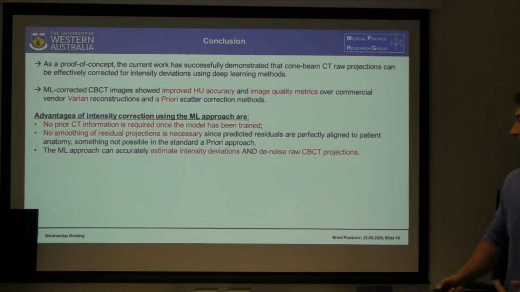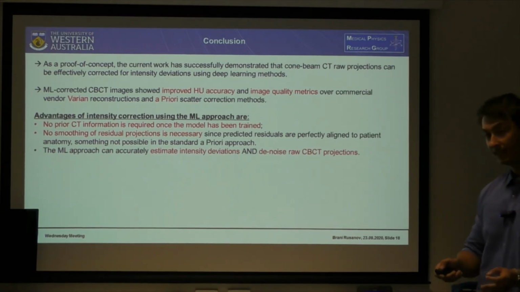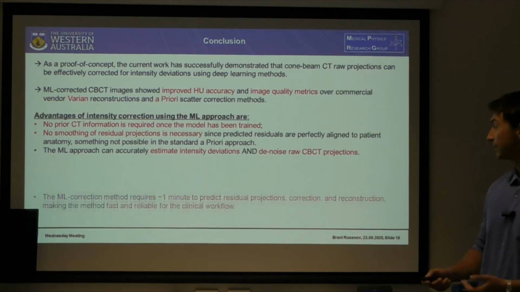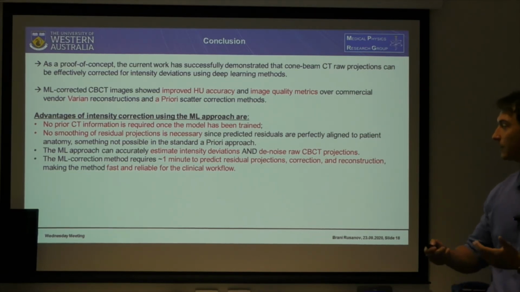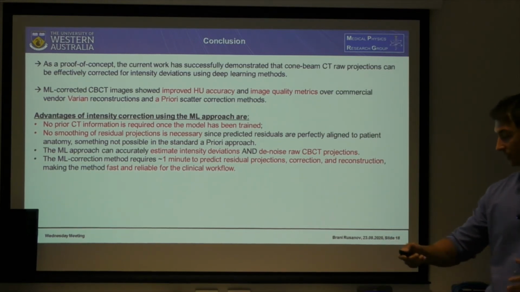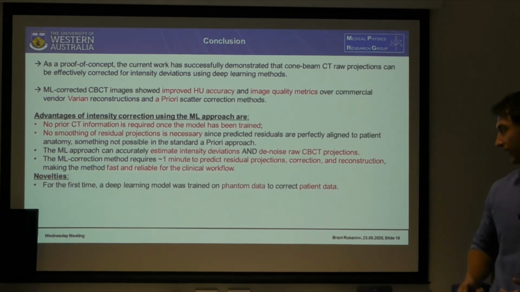The ML approach can actively estimate intensity deviations and denoise the CBCT projections, which is something I did not consider at the beginning of this project, but was a welcome addition. And the machine learning correction method takes around 1 minute to predict the residual projections, correct and then reconstruct the CBCTs, making it fast and reliable for the clinical workflow. It just hasn't been compiled in a kind of succinct workflow as of yet.